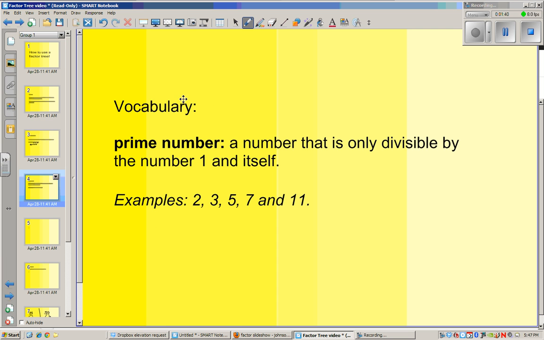So for example, if we look at the number 5, the only way that we can get to 5 with multiplication is 5 times 1 or 1 times 5. We also can't divide 5 by anything except for 1 or 5. Let's look at 11. We can't divide 11 by anything except for 1 or 11 and still get a whole number. We also can't multiply anything except for 1 times 11 or 11 times 1 to get to our product. So the only factors are the number 1 and the number itself, in both of these cases.